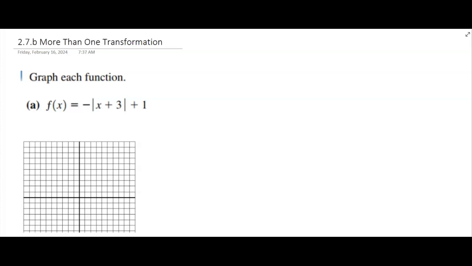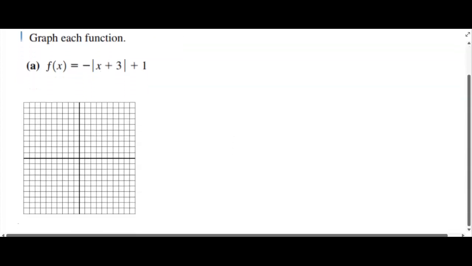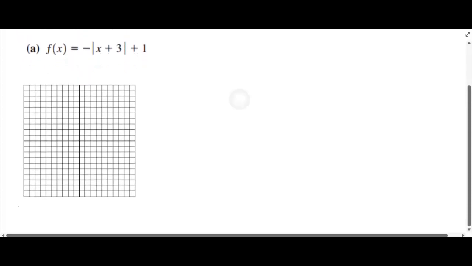Okay, so now let's see how these transformations work. So remember, you have stretching, shrinking, you have reflections, you have translations. They're all transformations, so you can do more than one thing. So here's an example. We have a few examples. They want us to graph this.